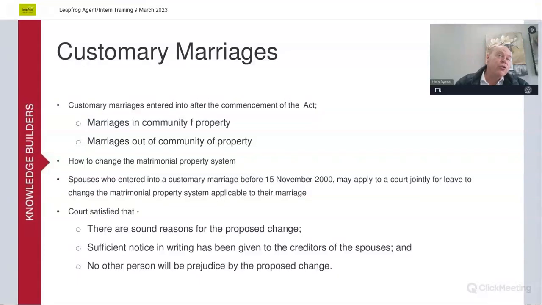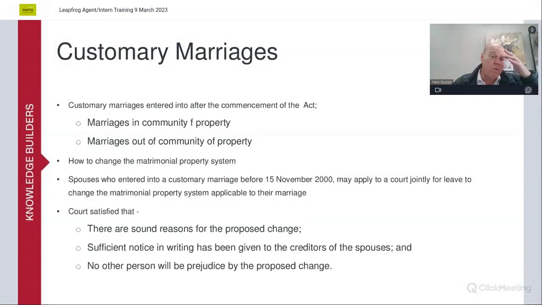Customary marriages entered into after the commencement of the Act in 2000 can either be in community of property or, alternatively, out of community of property. If the parties entered into an antenuptial contract before the customary marriage, they will be seen as out of community of property. But how do you change your matrimonial system now? So let's say a couple got married before 2000, in terms of the customary laws, now they're seen as in community of property by law. They can change the matrimonial system. They can change it to out of community of property, but obviously they will have to bring a court application in order to do that.